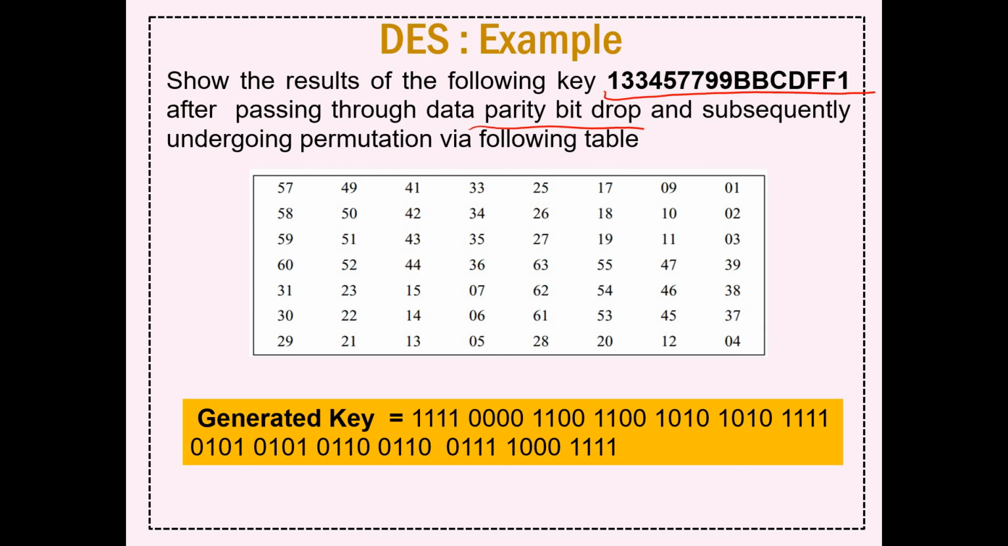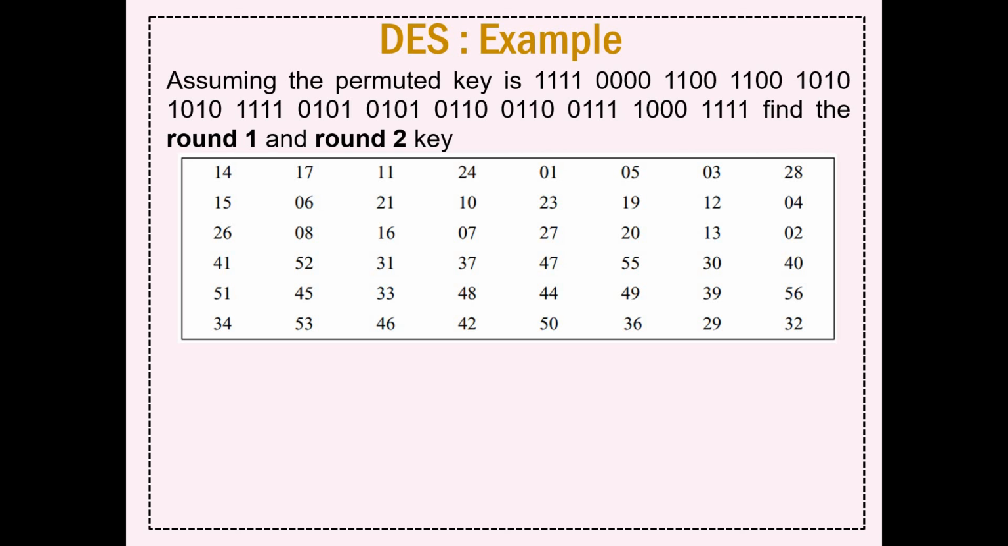But for example, if I change the question over here, that you have the permuted key as this, now find the round 1 and round 2 keys. So what you have to do is, you have to divide first of all the 28 bits from here. So 28 bits means 1, 2, 3, 4, 5, 6, 7. So up to this is C0 and the rest is my D0. Now, when we are in round 1, we only have 1 bit shift.